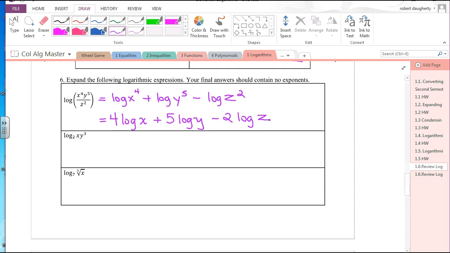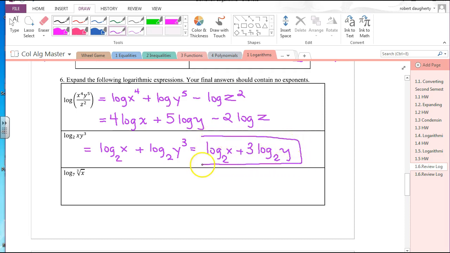Next one, log base 2 of xy cubed. According to our product rule, this is the log base 2 of x plus the log base 2 of y cubed. To get rid of exponents, this is going to be the log base 2 of x plus 3 times the log base 2 of y. So again, I use the product rule and the power rule.